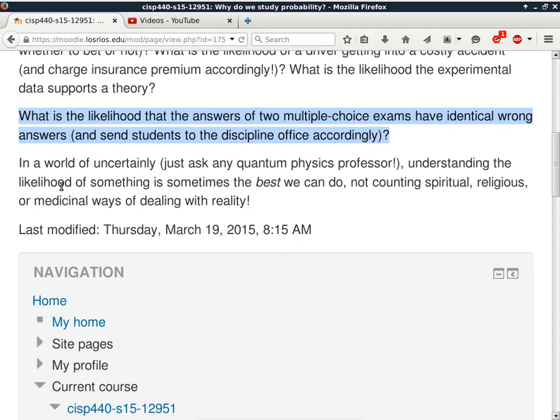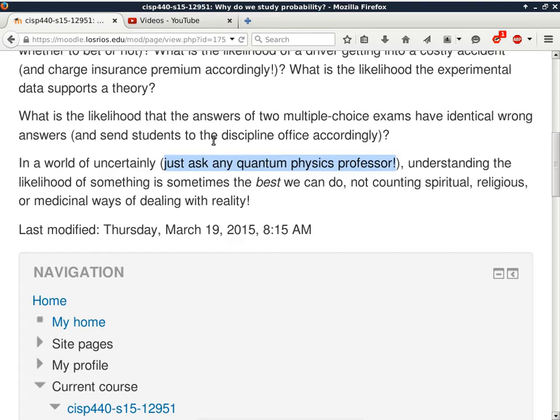So this is the conclusion of why we kind of want to study probability in a world of uncertainty, and you can just ask any quantum physics professor. How many people here have taken at least one class that touches on quantum physics?